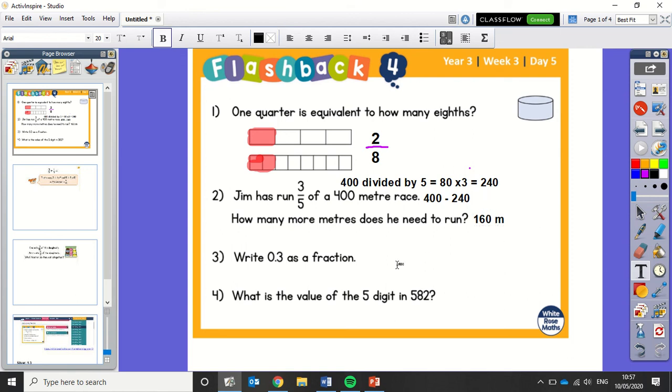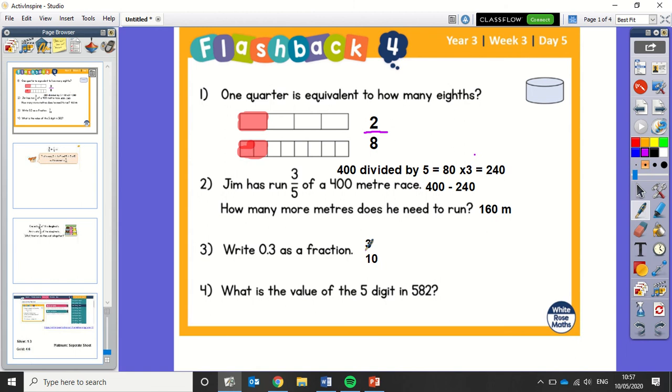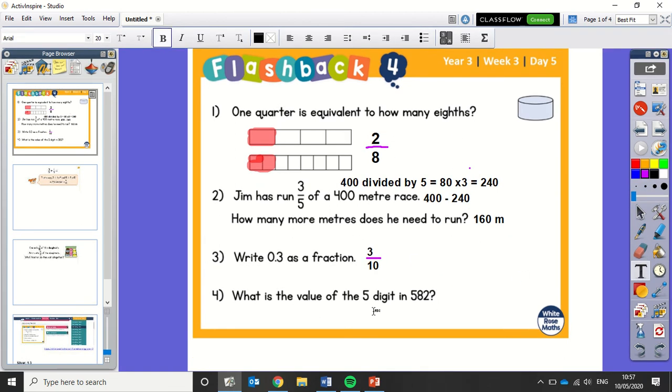Question 3. Write 0.3 as a fraction. Well, 0.3 is the same as saying 30%. 30% of 100%. So it's the same as saying 3/10. It's 3/10. There we go. And then my final one, what is the value of the 5 digit in 582? We know the 2 is 2, the 8 is 80, the 5 is 500.